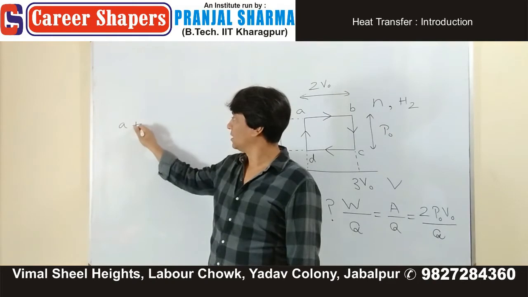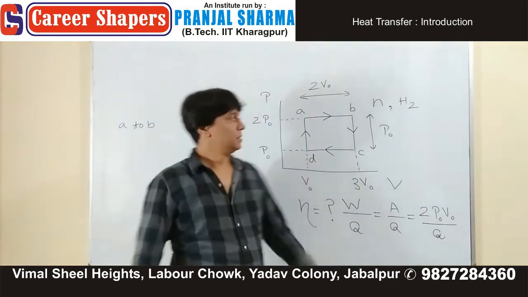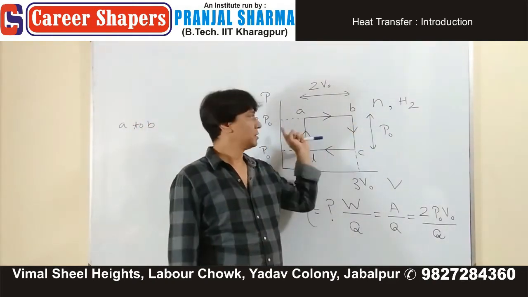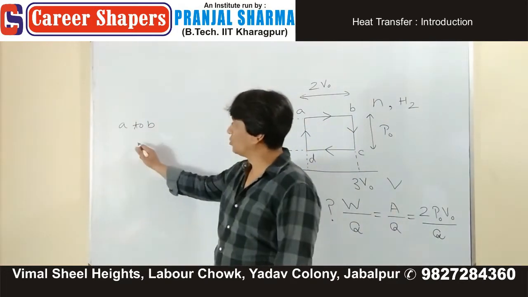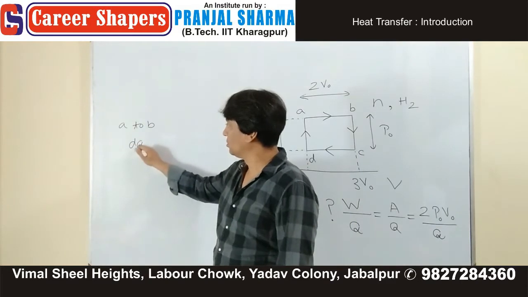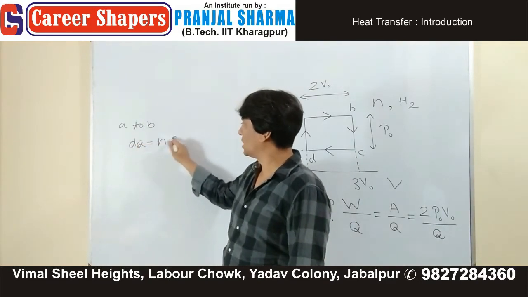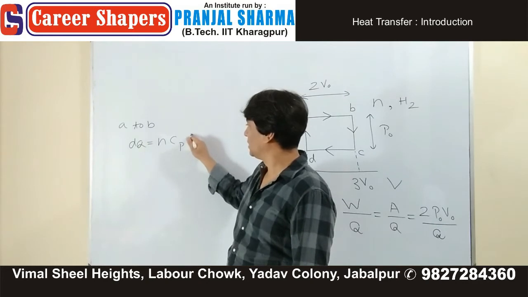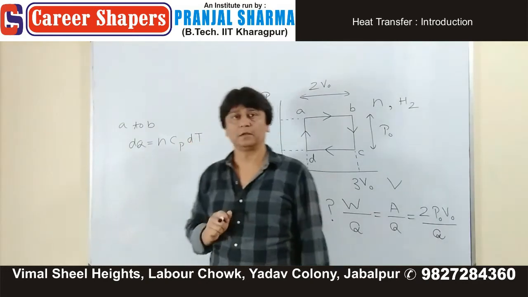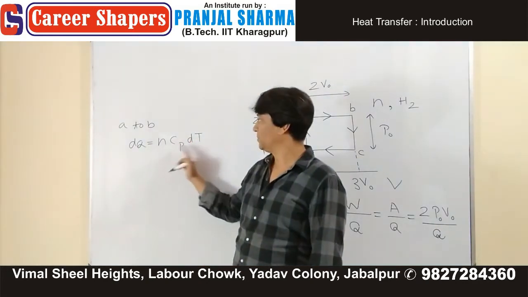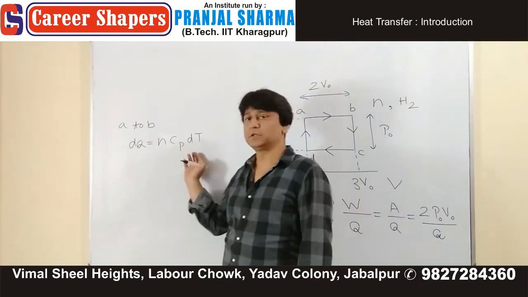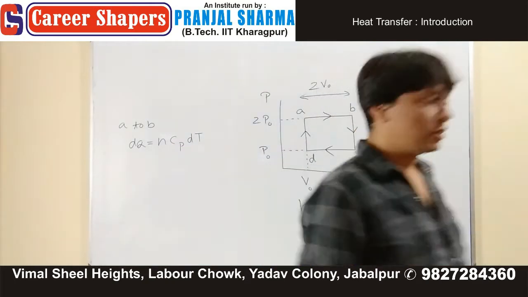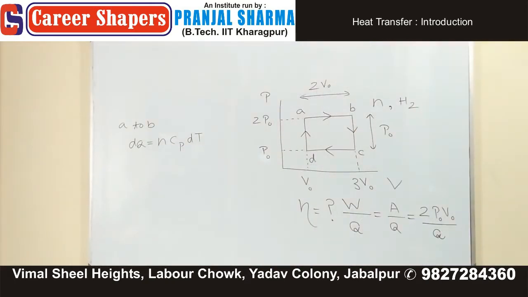A to B is an isobaric thing. For the isobaric part, dQ is simply what? n Cp dT. Now whether this term is positive or negative, that's what you need to decide.